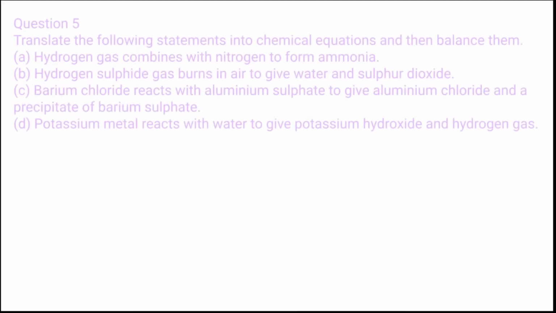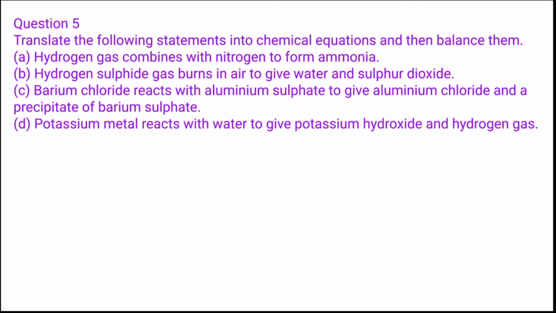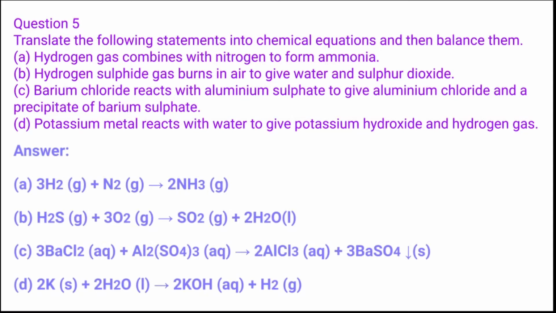Question number 5. Translate the following statements into chemical equations and then balance them. First one is, hydrogen gas combines with nitrogen to form ammonia. Answer is 3H2 plus N2 gives 2NH3. Second one, hydrogen sulfide gas burns in air to give water and sulfur dioxide. Answer is 2H2S plus 3O2 gives 2SO2 plus 2H2O.